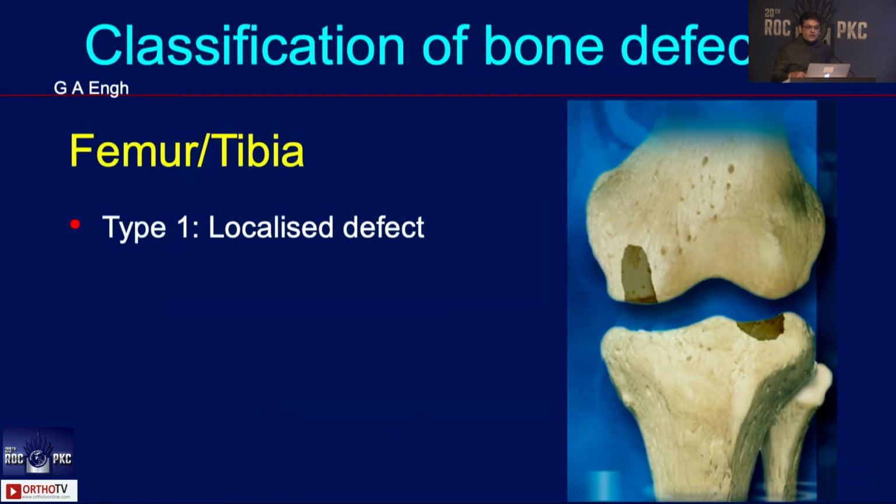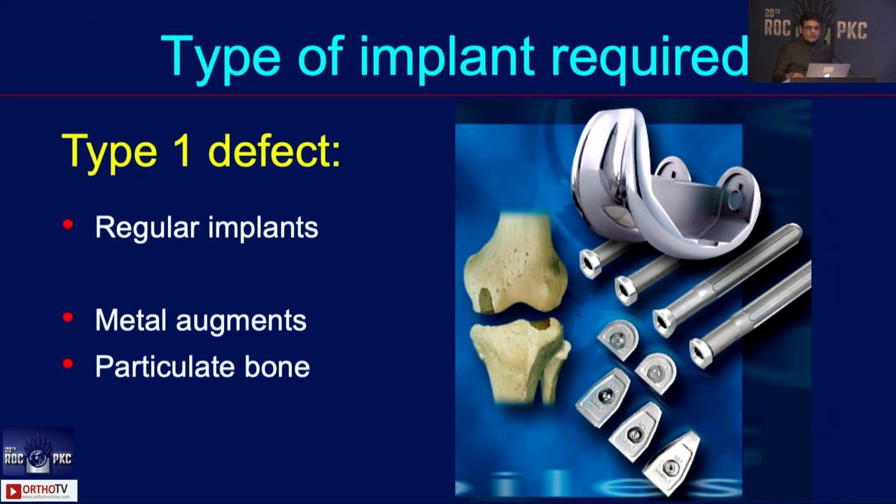F1 is a localized defect, either femur or tibia, very easy to treat. You can use regular implants, you may not need a stem either. Or if you need, you can use metal augments and particulate bone to fill up the defect.